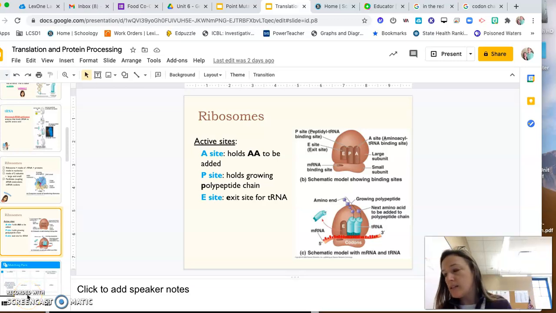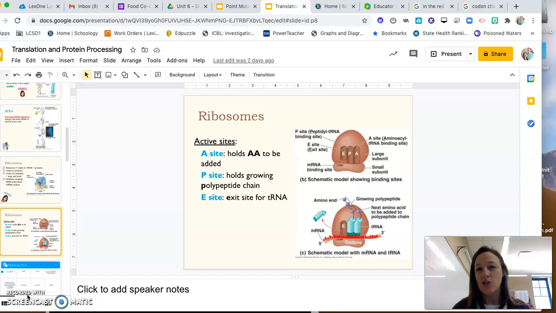All right, so this is what I'm calling miscellaneous translation things, because it's just some other things that are important for translation, but it's not a part of the process of translation. And the first is ribosome structure and function. We know that they're related because it always is.